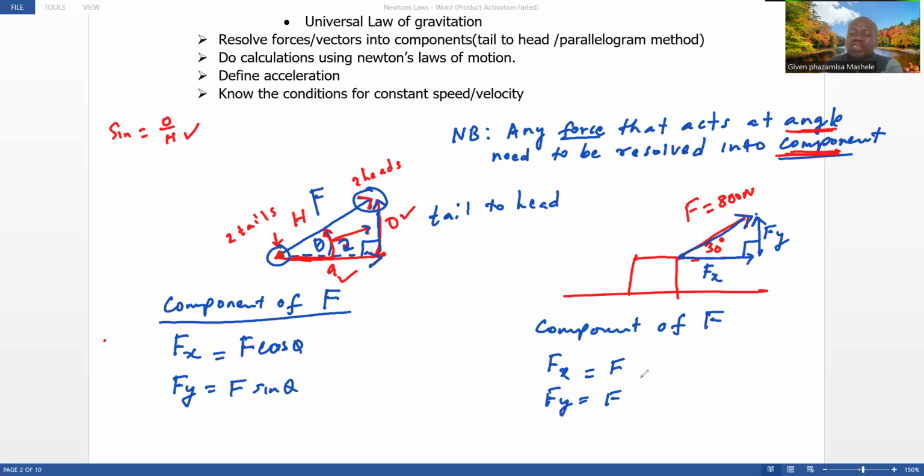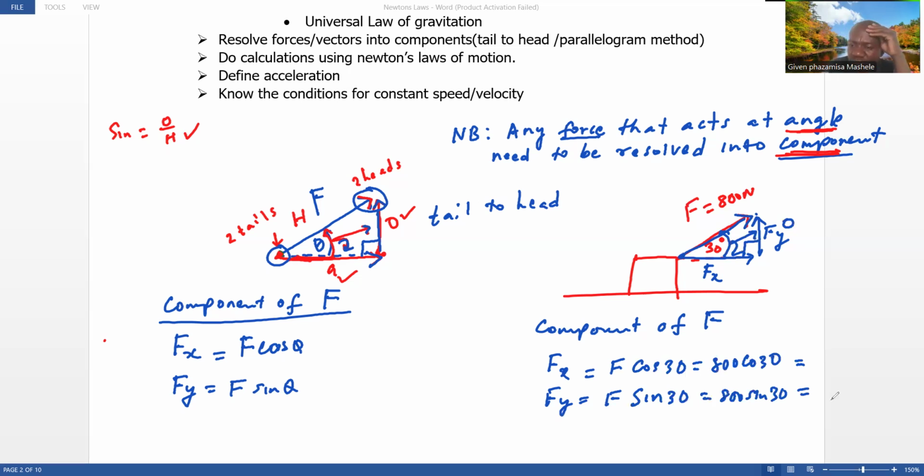The only difference is that one uses sine and one uses cos. Which one uses sine? We look at the angle. Angle 30, what is the opposite? It is Fy. The opposite to the angle is the one that uses sine. This one is adjacent. Adjacent is the one that uses cos. We know our F is 800, so it's going to be 800 cos 30 and 800 sine 30. This is important for both grade 11 and 12.